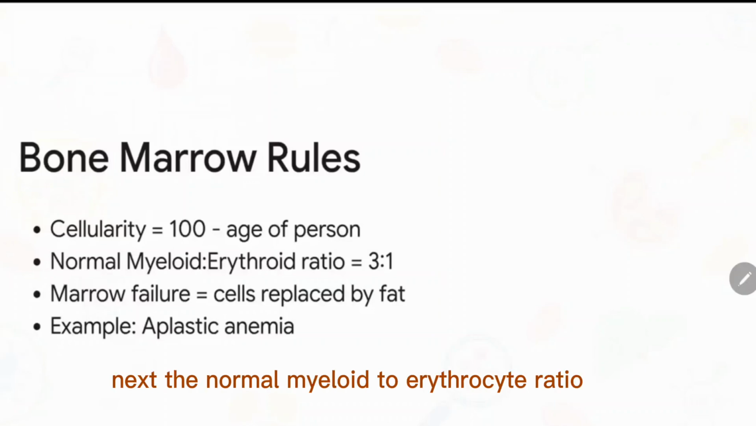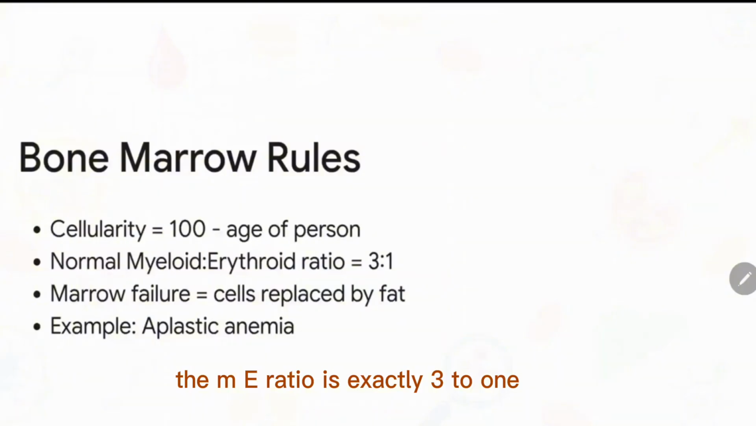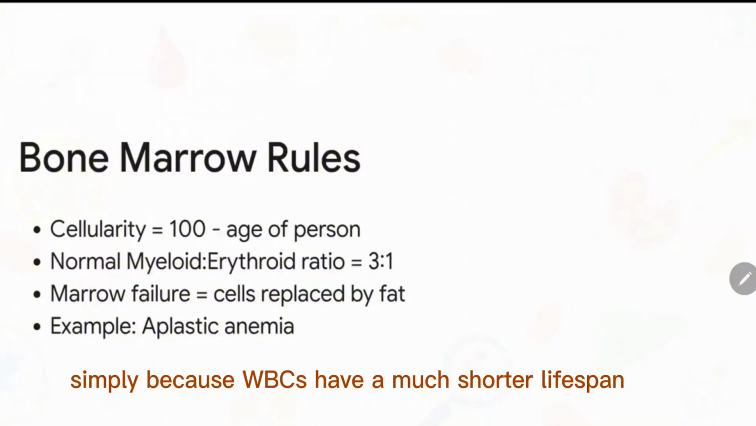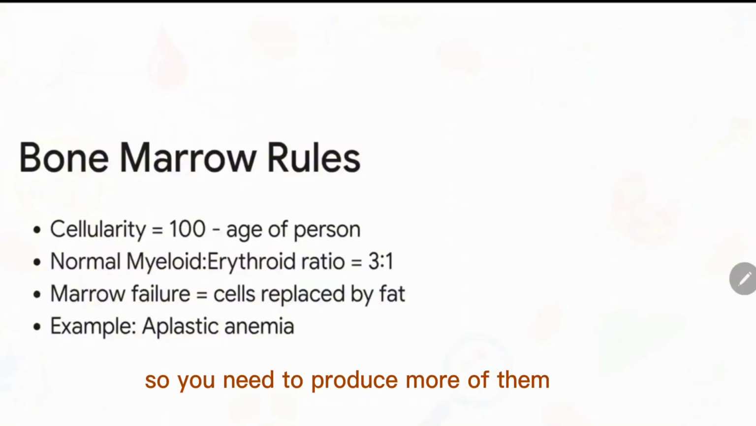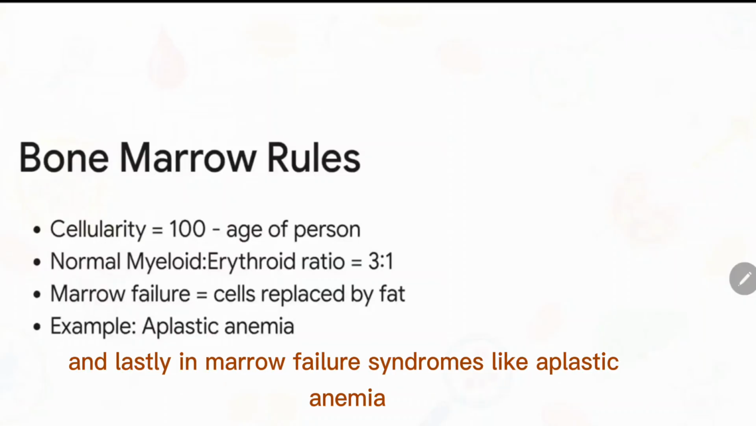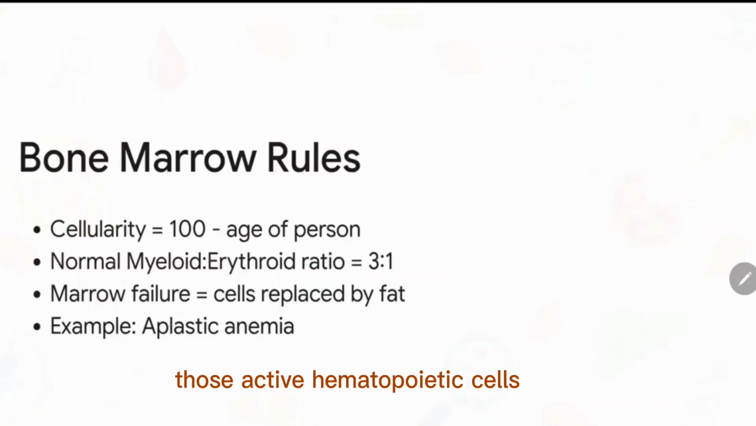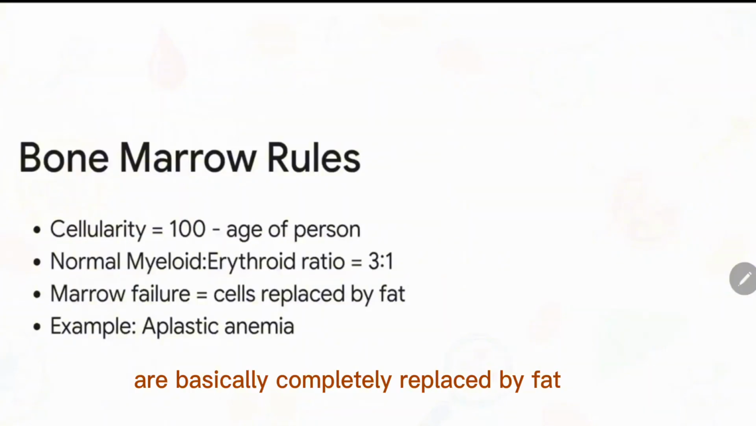Next, the normal myeloid to erythroid ratio, the ME ratio, is exactly 3:1, simply because WBCs have a much shorter lifespan, so you need to produce more of them. And lastly, in marrow failure syndromes like aplastic anemia, those active hematopoietic cells are basically completely replaced by fat.